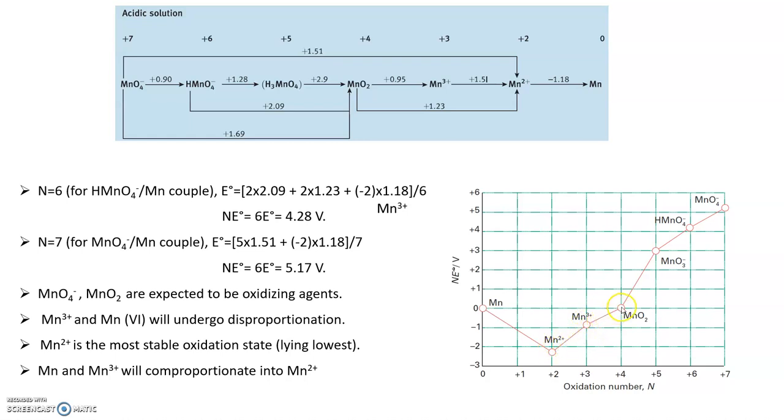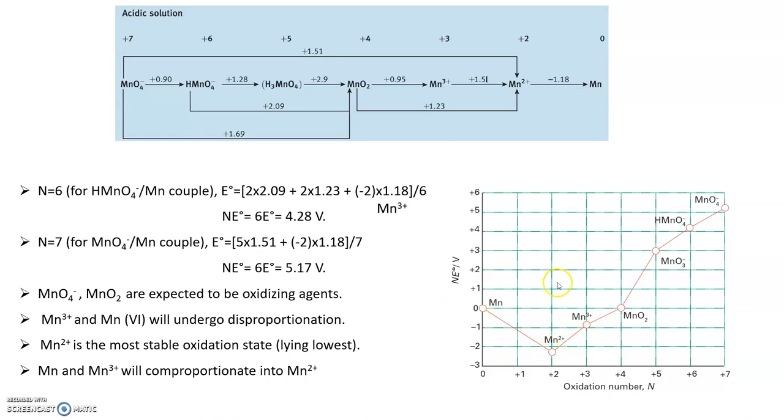if you join the line, this will be above this, so this process will undergo disproportionation. Then this Mn4, if you join this line, comproportionation. Mn6, this one, if you join the line, it will undergo disproportionation. Then Mn2 is the most stable state, as I said earlier. Mn and Mn3 plus will undergo comproportionation. Mn, you see, this is here. So these two species will undergo comproportionation to Mn2 plus.